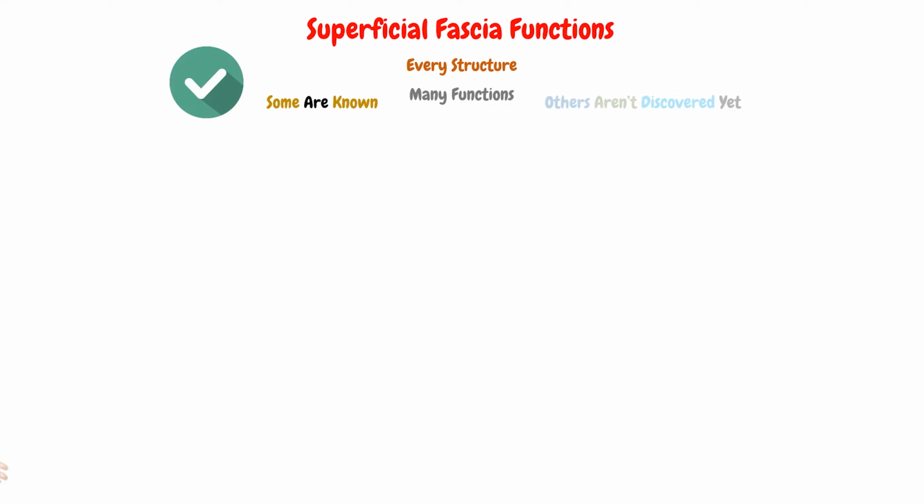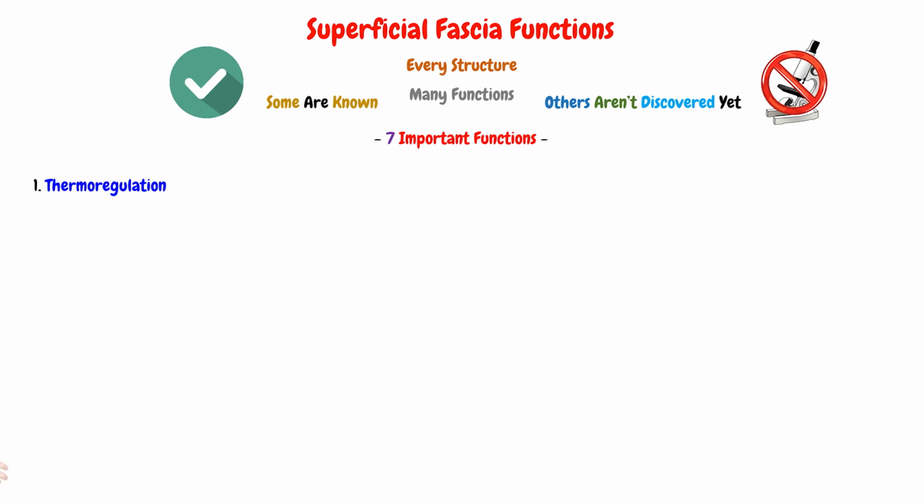As we know, every structure in the body has many functions. Some of them are known, others aren't discovered yet. So today, we will summarize the major functions of the superficial fascia by 7 important functions. The first function is the thermoregulation.